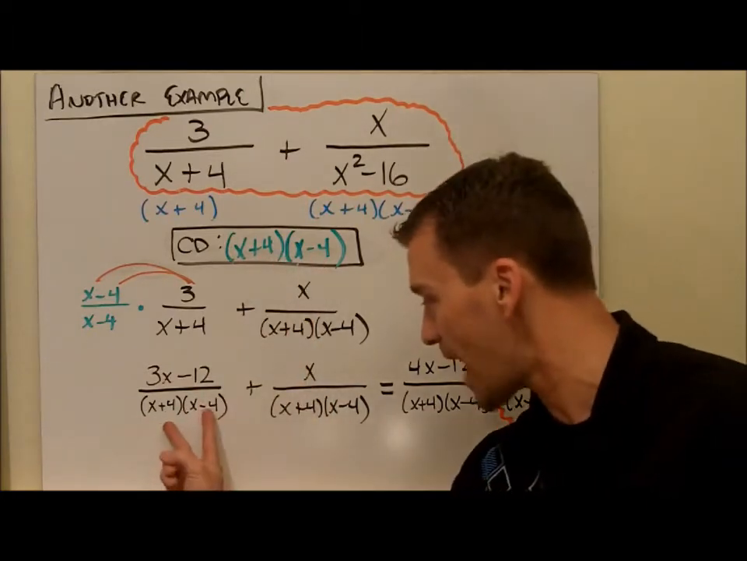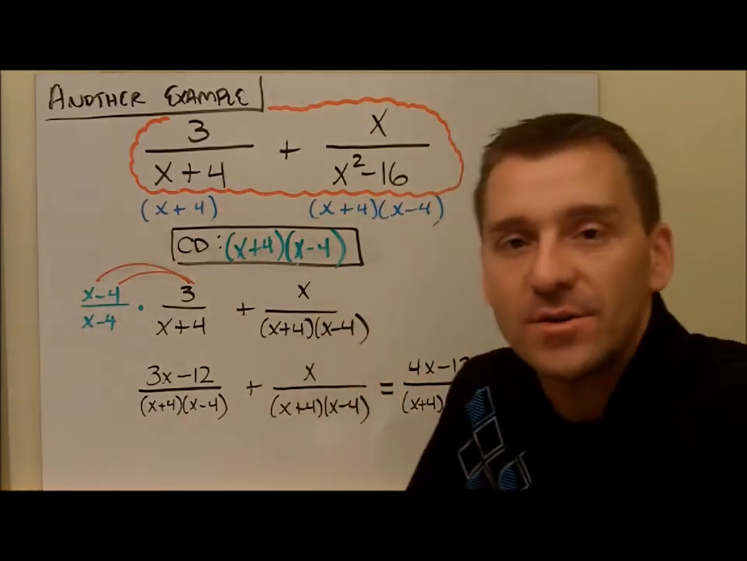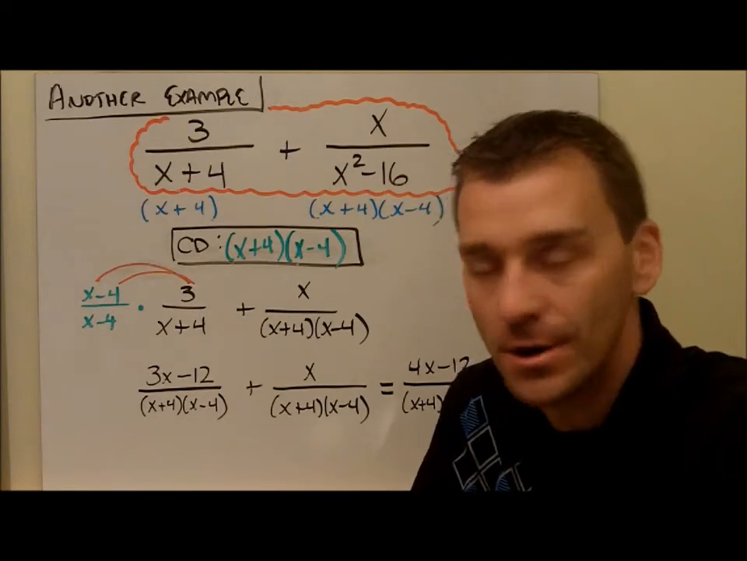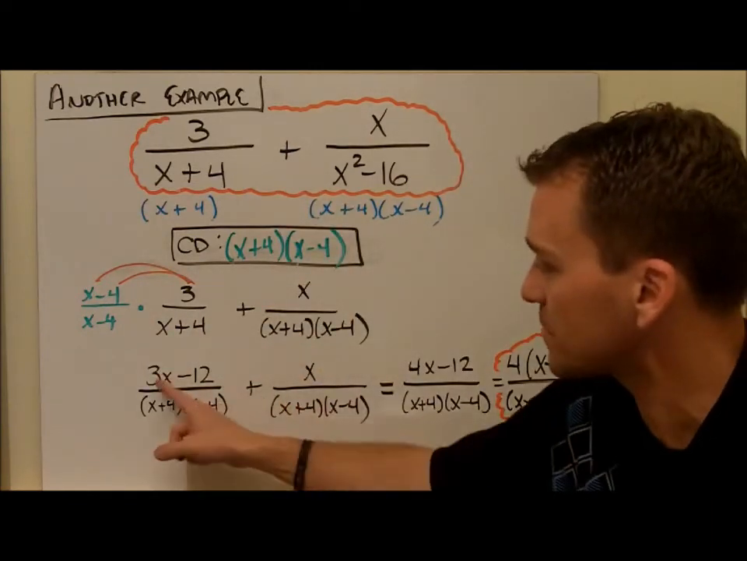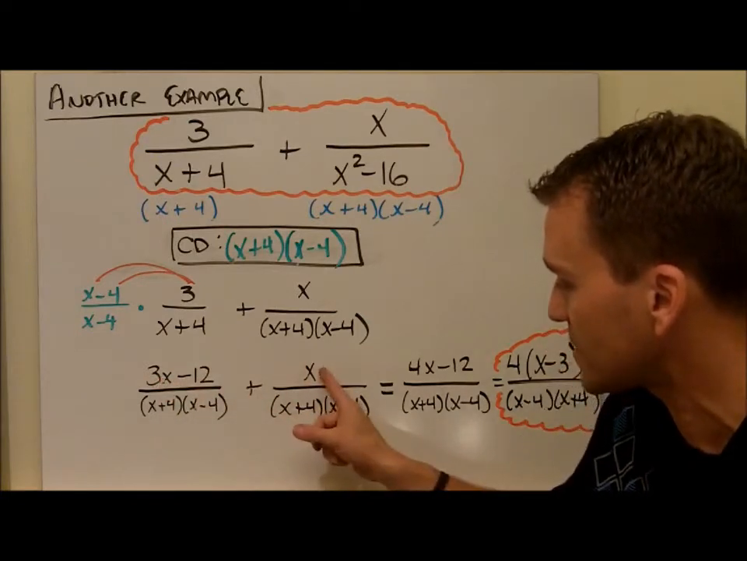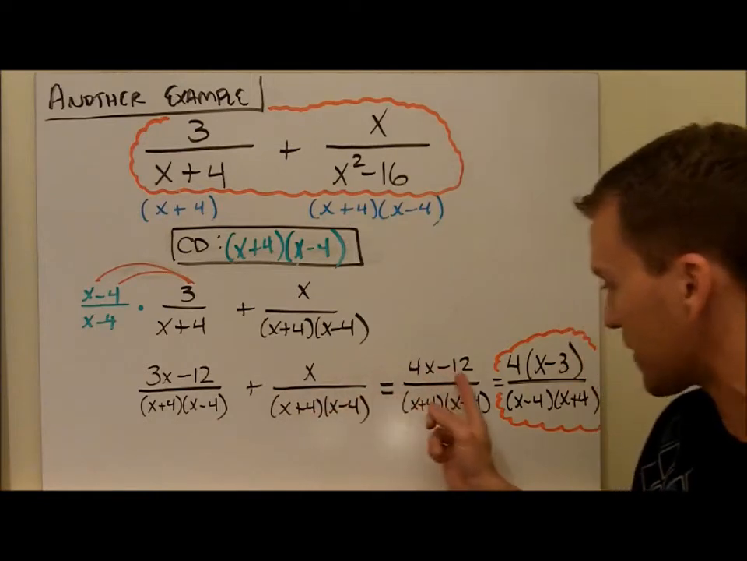So now I have these two guys with exactly the same denominators. So I've got what I need. Now I just have to get the answer and be done. Step number 4: I'll add across the top. I've got some like terms. 3x plus an x gives me 4x. Negative 12 plus nothing gives me negative 12.